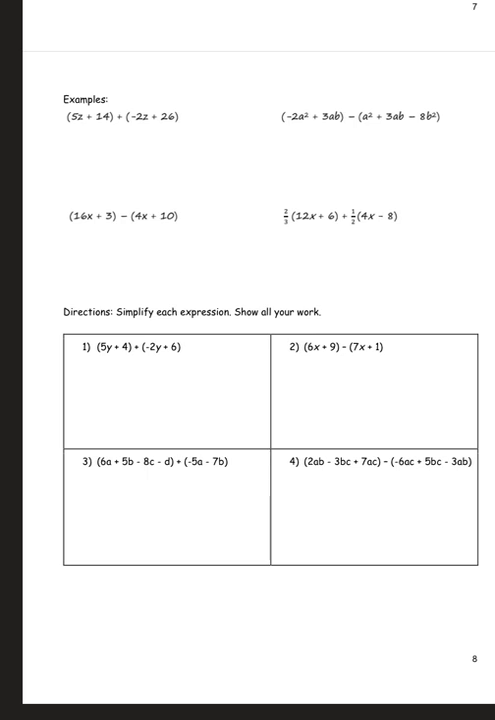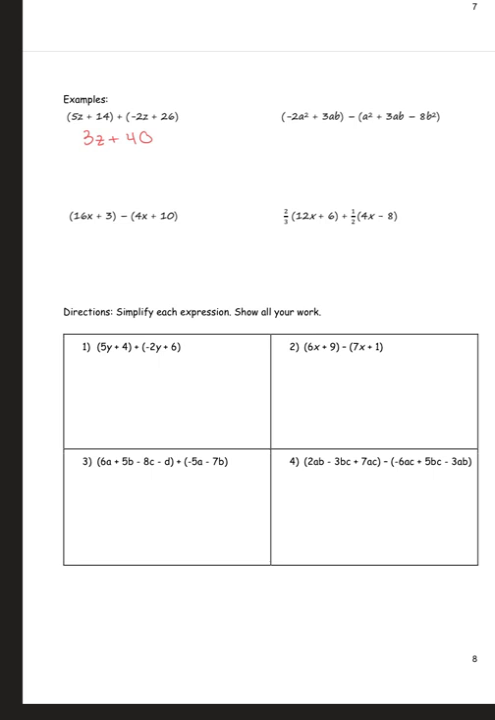So, okay, I'm going to go ahead and identify my like terms. I can see that I have 5z, so I'm going to have 5z plus the negative 2z, which gives me a 3z. And then I have 14 plus 26, which gives me 40. So my final answer is 3z plus 40. I end up with a binomial here because I have two terms and they are unlike, so I can't combine them. All right, taking a look at the second one, I have negative 2a squared plus 3ab, then we have minus a squared plus 3ab minus 3b squared.